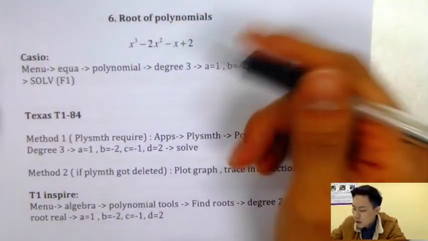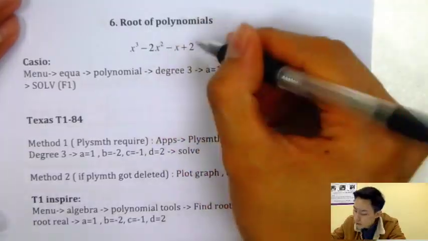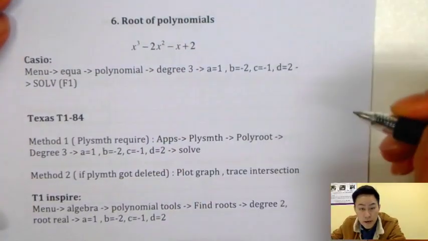So basically you just have to follow all the steps here for the TI-Nspire, but you can see it's very troublesome. Okay, and for the roots of polynomials for Casio, how do you find the roots of x to the power 3 minus 2x squared minus x plus 2?